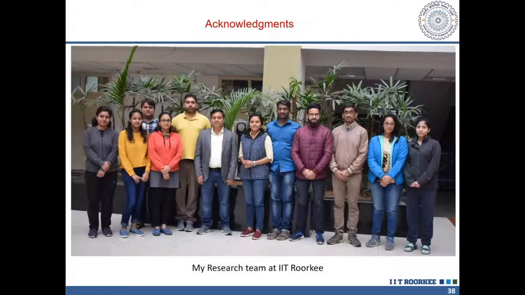So this is my research group, working at IIT Roorkee. She is Varsha Tomar, working on the Withania cell culture and metabolomics part. This is Dr. Shashank Shagasai, a postdoc working on the sensor part. And he is Arun Kumar, who is looking into the artificial intelligence part.